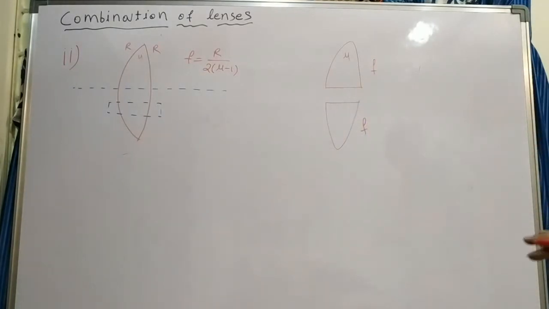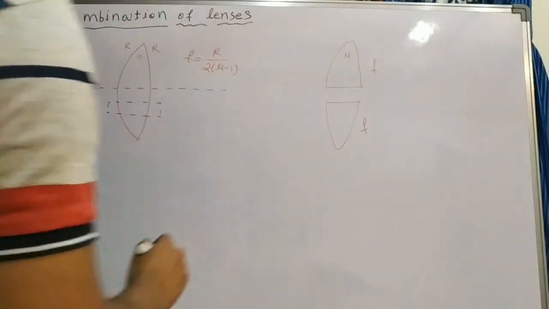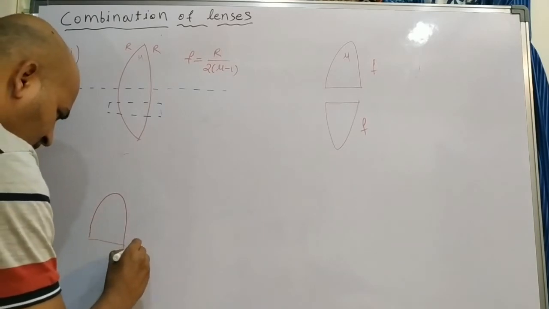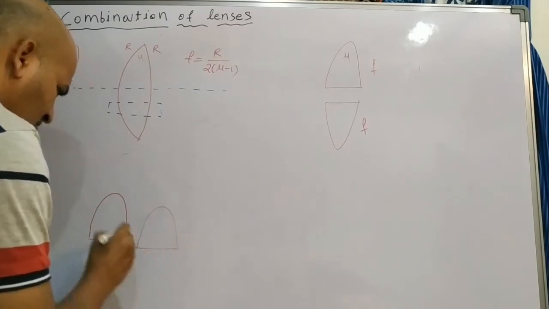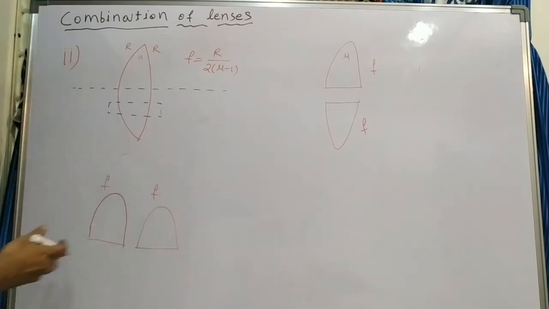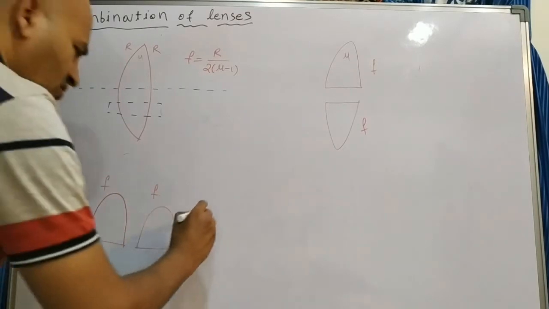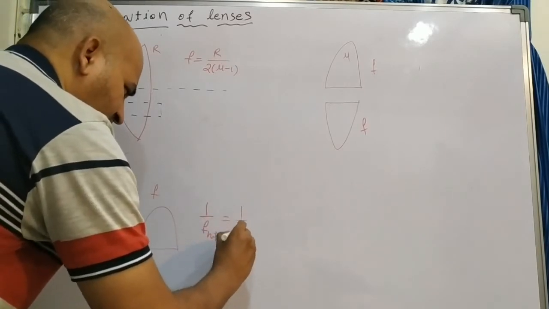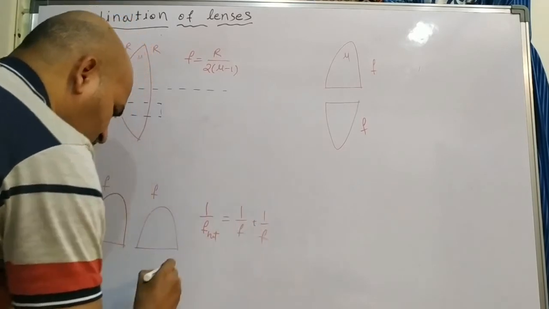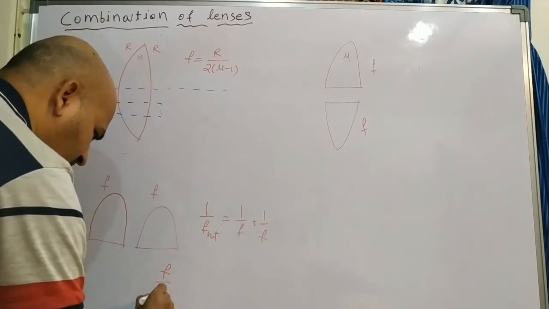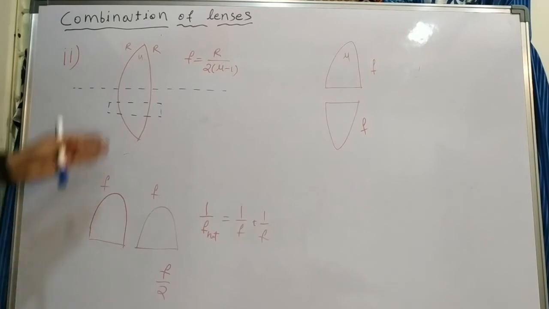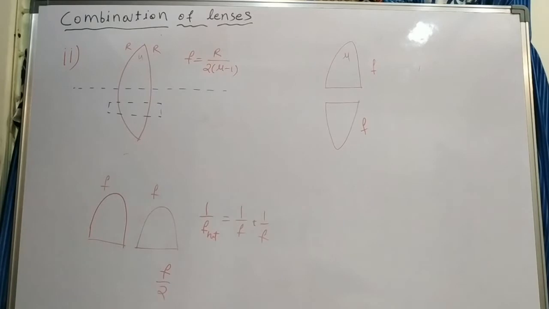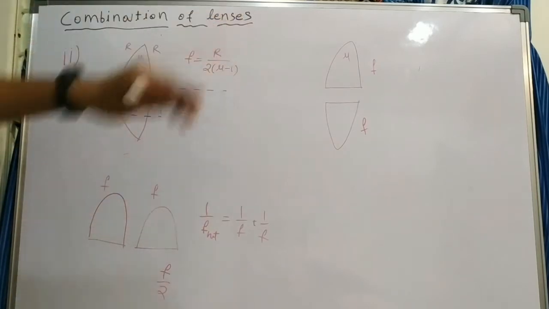Suppose these two parts we are arranging one after the other. If you take the first one like this, one part of the lens, and next another part of the lens, this is F and this also F. What is the net combination? We know 1 by F net is equal to 1 by F plus 1 by F. From this what you get? F by 2. The focal length becomes half of the initial if we take both combined. So on splitting like this, there is no change in focal length.